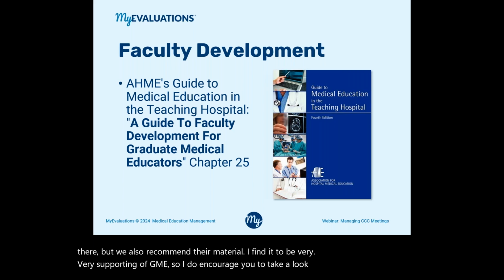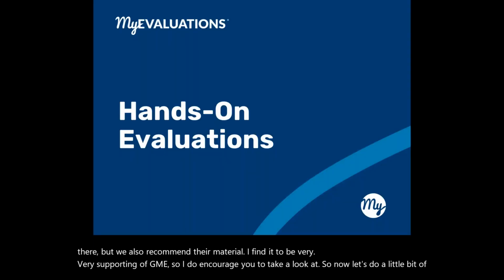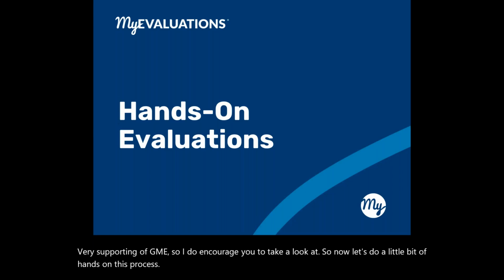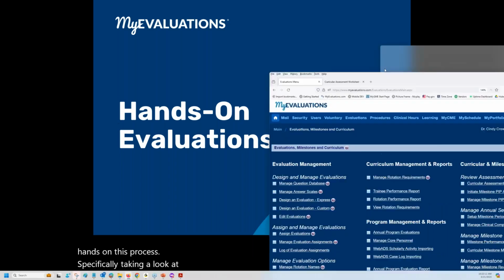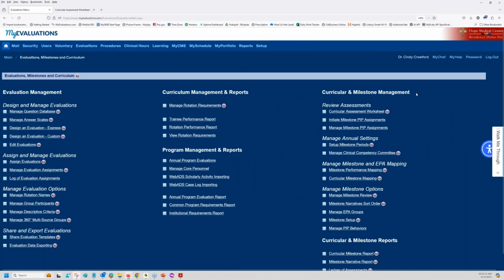So now let's do a little bit of hands-on on this process, specifically taking a look at what we do here as an administrator. I'm logged in the system right now as an administrator, specifically as a program director, and I'm under the menu option evaluations. You can see in the shortcut menu, it's pointing to under main. I'm under evaluations, milestones, and curriculum.